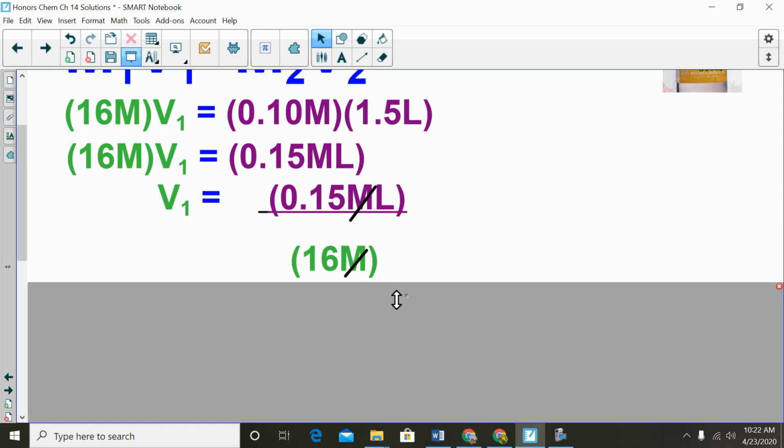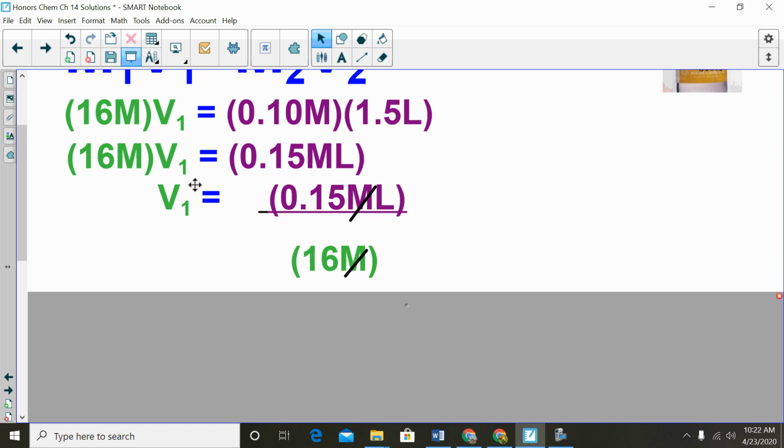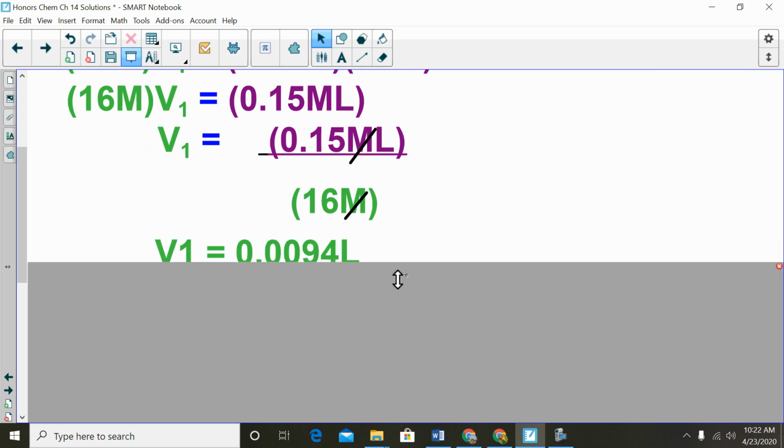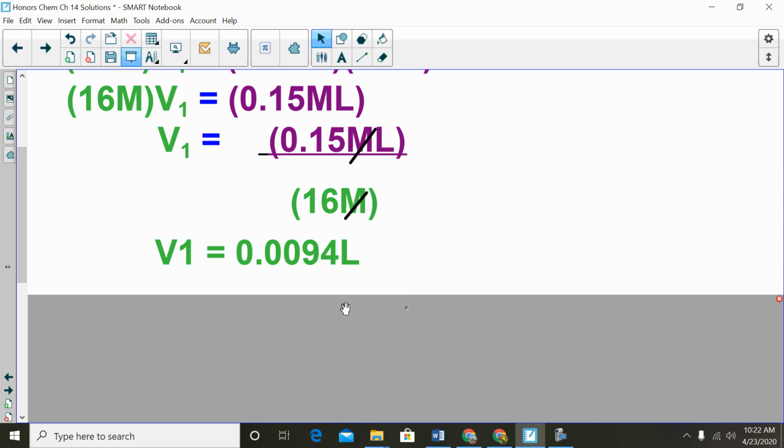Now, to get V1 by itself, I'm going to divide, right, on each side by 16 molar. So now I just wanted you to see that the M's from molarity will cancel because I'm looking for volume, which is solved in liter. So now you take 0.15 divided by 16, and you should keep your significant figures. This shouldn't be too hard to figure out. Each value has two significant figures, so should my answer. So these leading zeros, that 0.00, right, those do not count. So the 9 and the 4 are your significant figures.